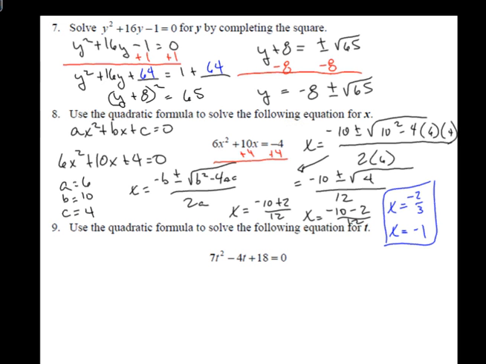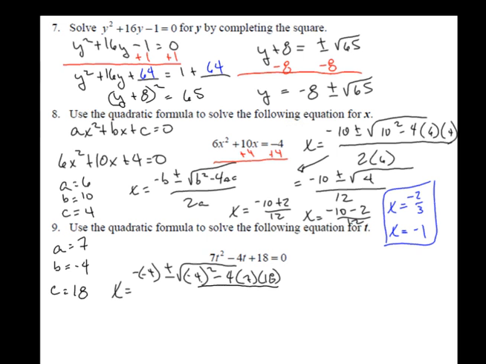For number 9, again, using the quadratic formula to solve. It's already in our standard form, so I need to just gather my ABCs. A is 7, B is negative 4, C is 18. Go and plug it into my formula. X equals negative of negative 4 plus or minus the square root of negative 4 squared minus 4 times 7 times 18, divided by 2 times 7.